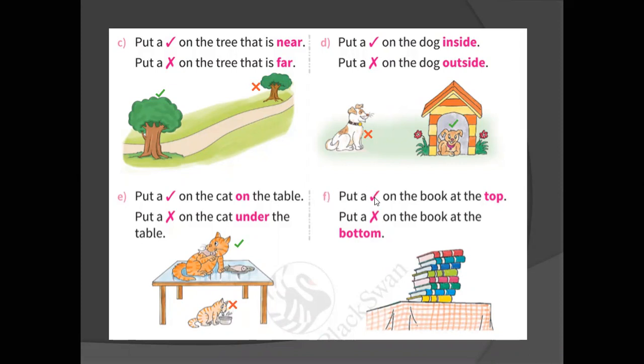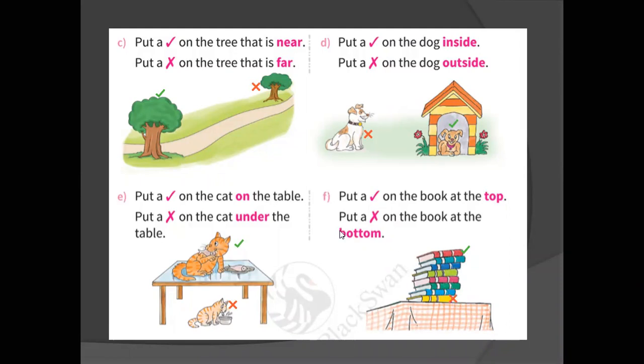F. Put a tick on the book at the top. Put a wrong on the book at the bottom. See, top means which is above. Bottom means which is below. We will put now a tick on the book which is above, top, that is above. Then we will put a wrong on the book which is at the bottom.